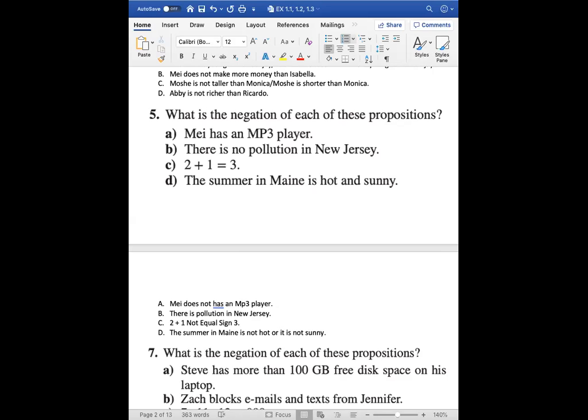According to De Morgan's law, which we will be studying later on in exercise 1.3, we also have to negate the operand sign, so and becomes or. We also have to invert those signs as well. So we cannot say the summer is not hot and it is not sunny. We have to say or. So we also have to negate the and sign. Okay, thanks.